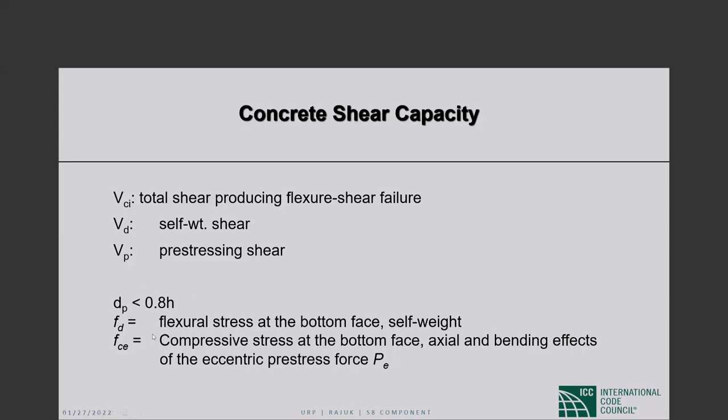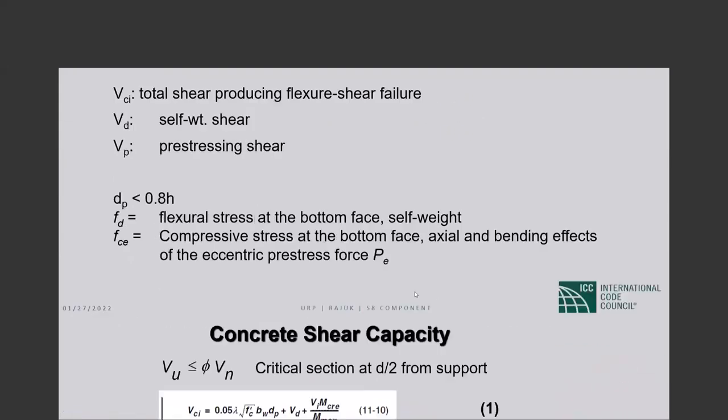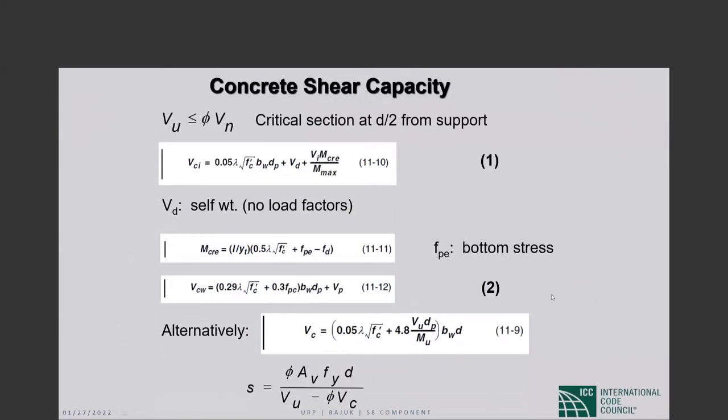f sub d is the flexure stress at the bottom face from self weight only. f sub ce is the compressive stress at the bottom face, axial and bending effects of the eccentric prestress force included. So that's all inclusive at the bottom face. These are the equations straight from the ACI code. Critical section, as we know, is d over 2 from face of support.